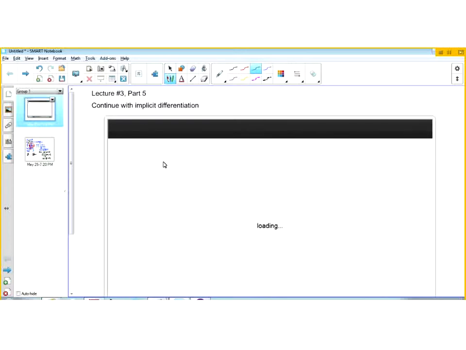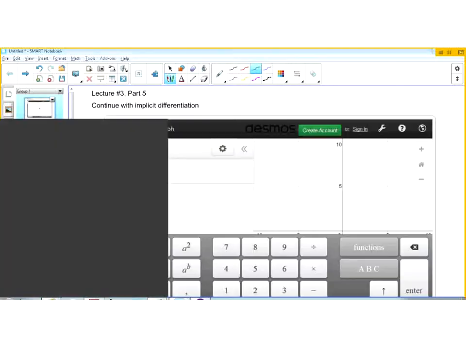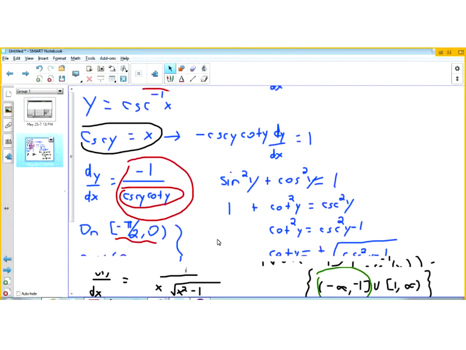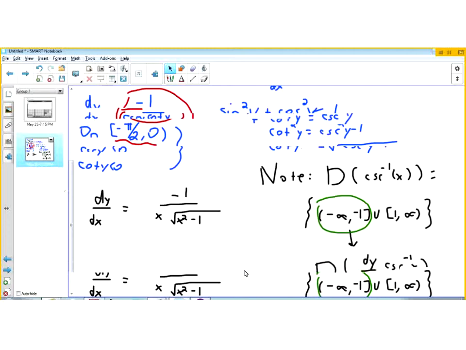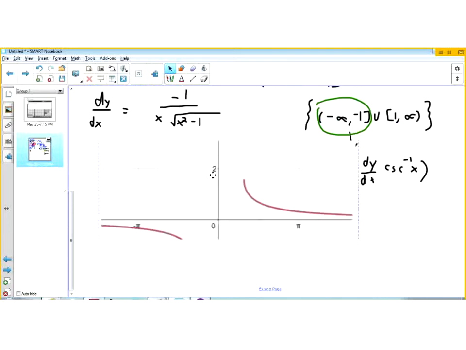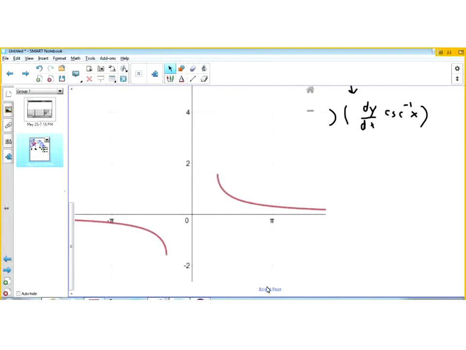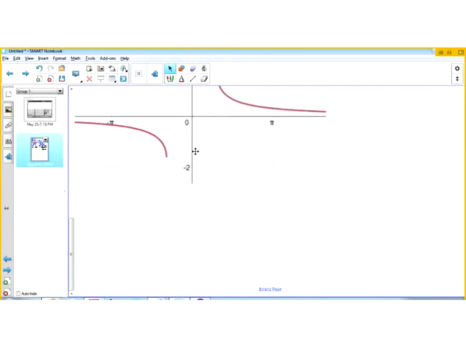Let's go back and, well, let me put a static image, one that doesn't change all the time. So let's look at the graph of the inverse cosecant function again. I'm going to paste it here. So here it is. Spin the page some more.